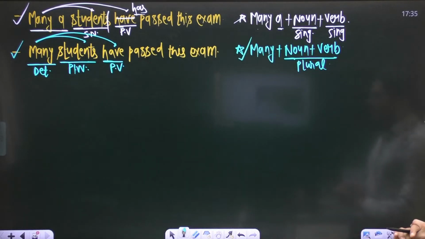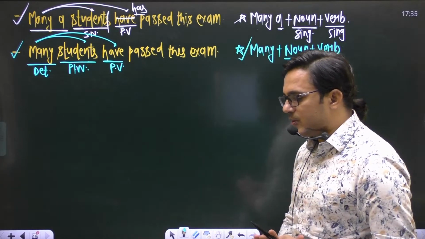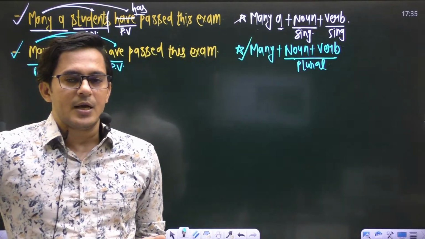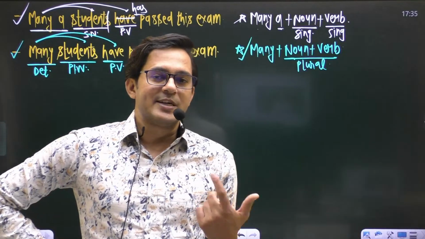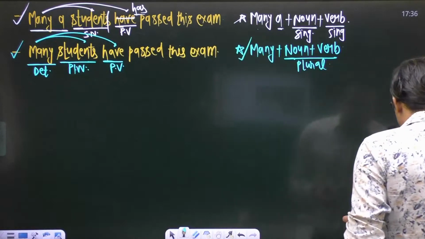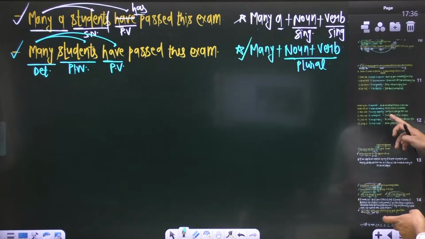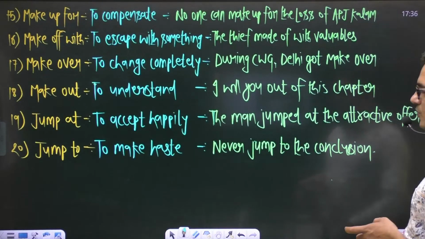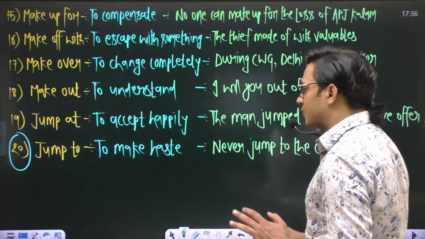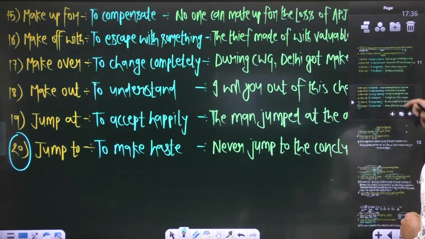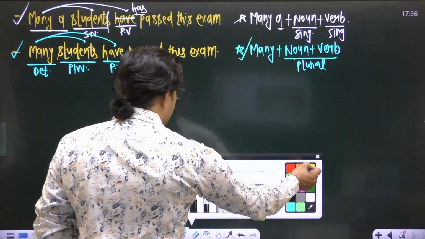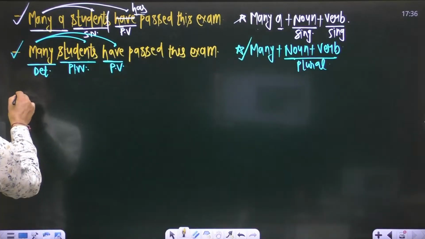So this is from subject verb agreement, and as we do repeatedly, after subject verb agreement we discuss some phrasal verbs. Let's move to the phrasal verbs. In the last lecture, the number of phrasal verbs we covered was 20. So today we shall discuss phrasal verb number 21. Okay, let's start. 21st.